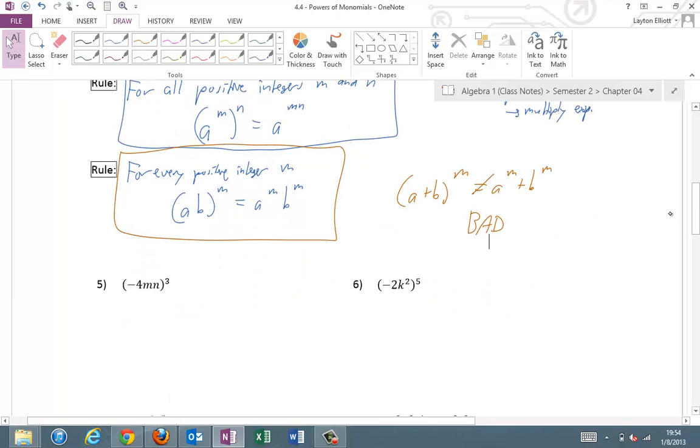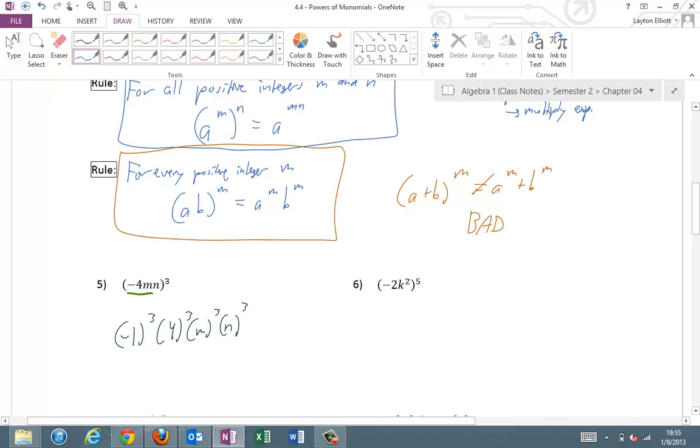So let's do some examples of this. With number 5, what I see is negative 4mn all to the third power. How many things are we raising to the third power? I actually count 4. I would say we have a negative 1 to the third power, and then a 4 to the third power, and then an m to the third power, and then an n to the third power.